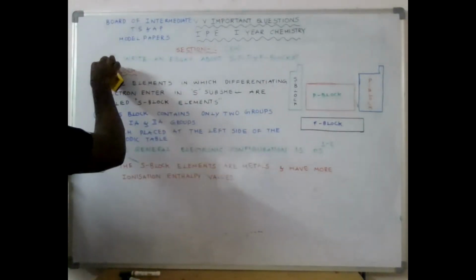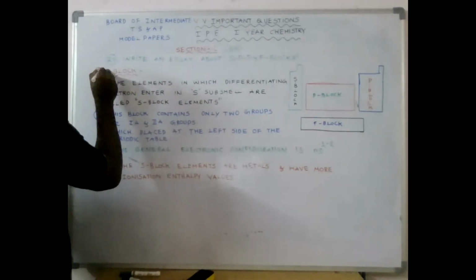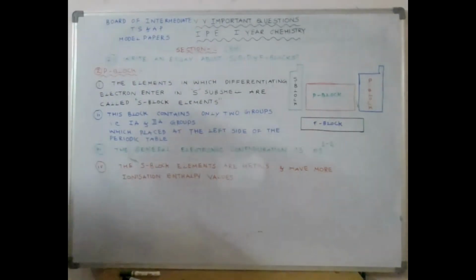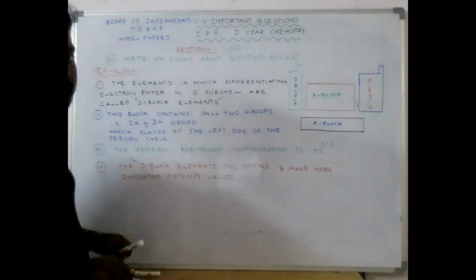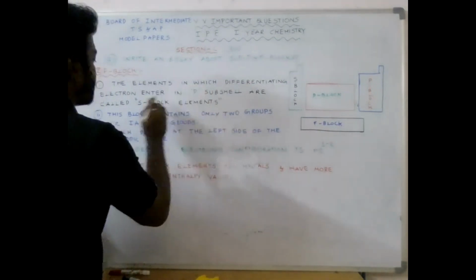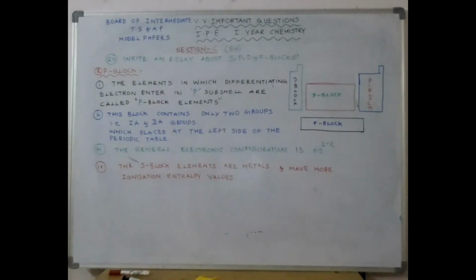Okay, so then directly I am writing P block. Just try to understand. No need to write again. Those are very simple. P block elements. The elements in which differentiating electron enters into S subshell are called S block elements. P block means what? P subshell. Very simple, right? The change is only this. The elements in which differentiating electron enters in P subshell are called P block elements.